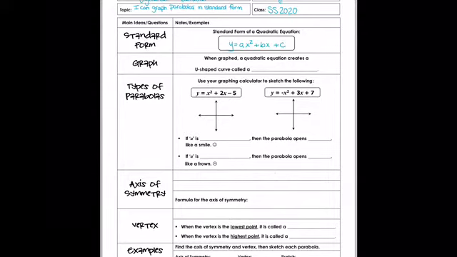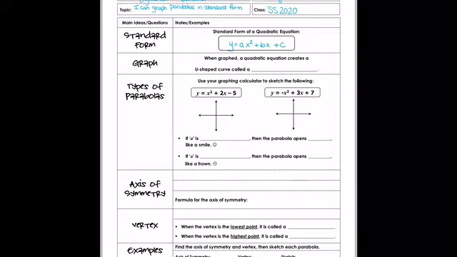The standard form of a quadratic equation is y equals ax squared plus bx plus c, where a, b, and c are numbers. C is a constant, a and b are coefficients, but those could be any number. The only hesitation on that is that a cannot equal 0, because if a is 0, we're going to end up with a line.